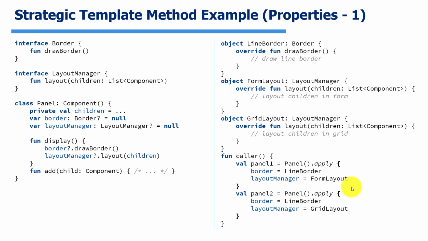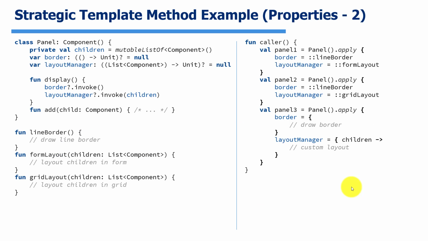But since we're talking Kotlin here, we can take advantage of functional types. So if we replace these using functional types, it's much, much cleaner in my opinion. So now we have our overall panel defined here, and we don't have to define those interfaces. We're just going to say a border is some function that doesn't return anything. Layout manager is some function that takes a list of components and doesn't return anything for it. Now we might want to, for the border, pass in some kind of canvas so that it can actually draw on the screen. But you can have whatever function parameters you'd need for this implementation. This is just trying to show you the structure of how this works.